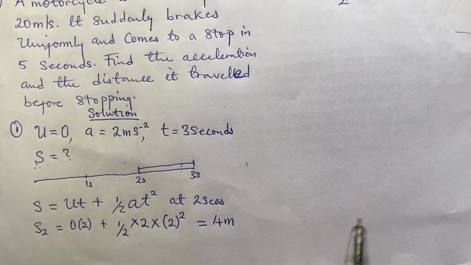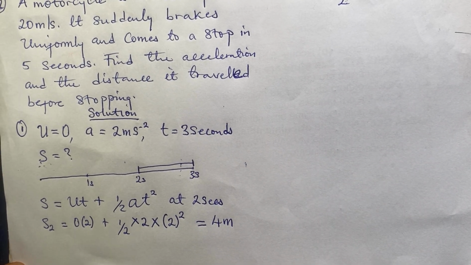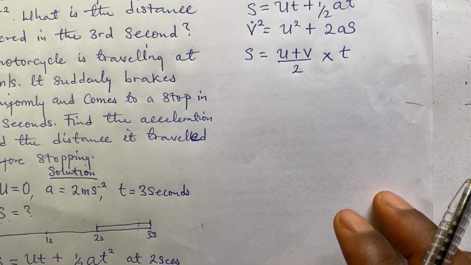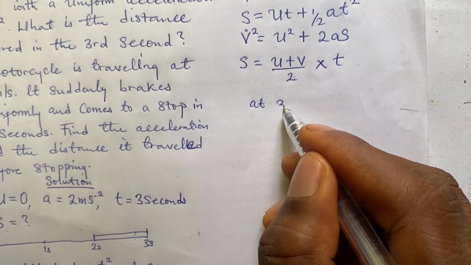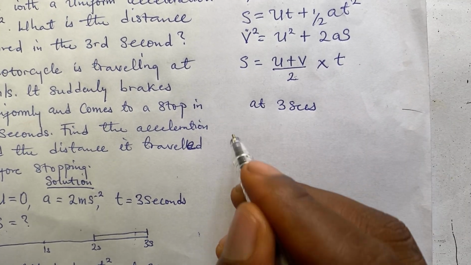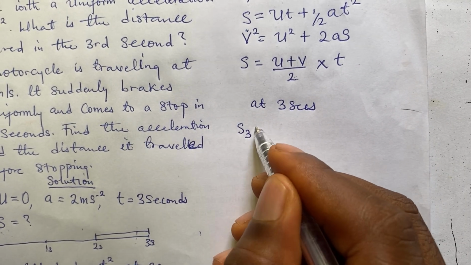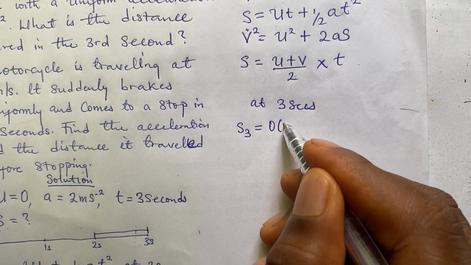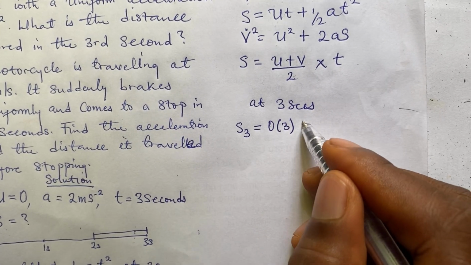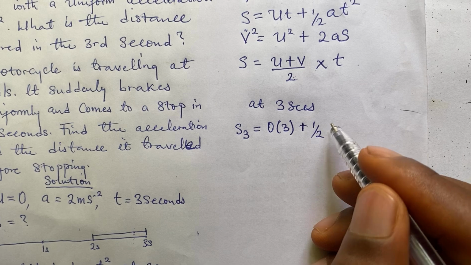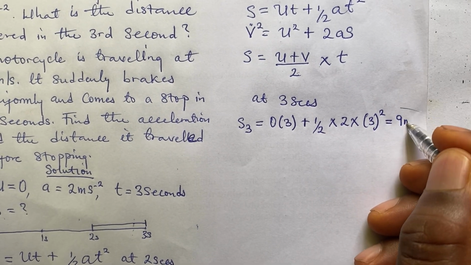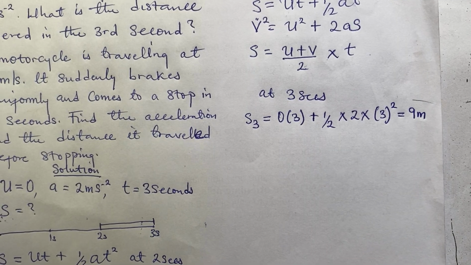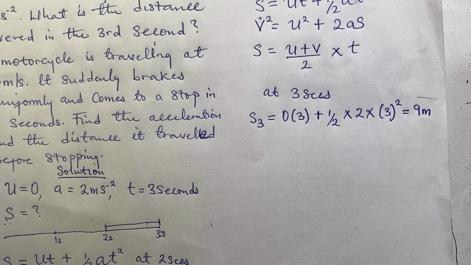Now, what at 3 seconds? That's after 3 seconds. What are we going to have? So after 3 seconds, so S3. Remember, it is from rest. That is why our u is 0. Okay. So this is equals to 9 meters. All right.